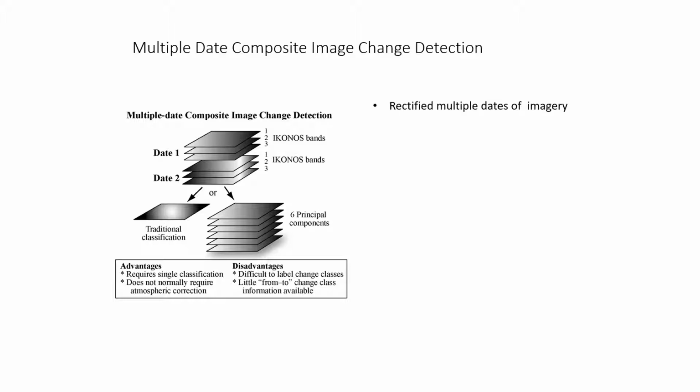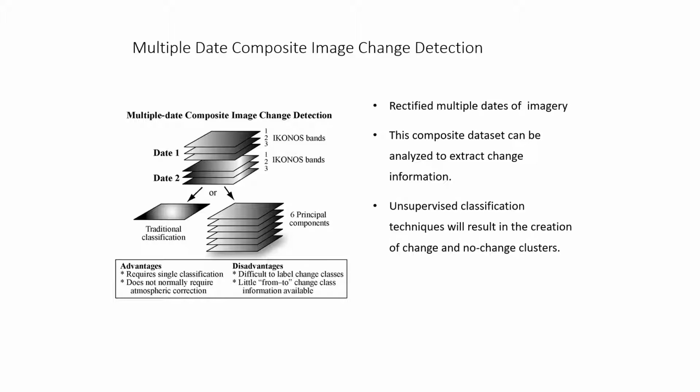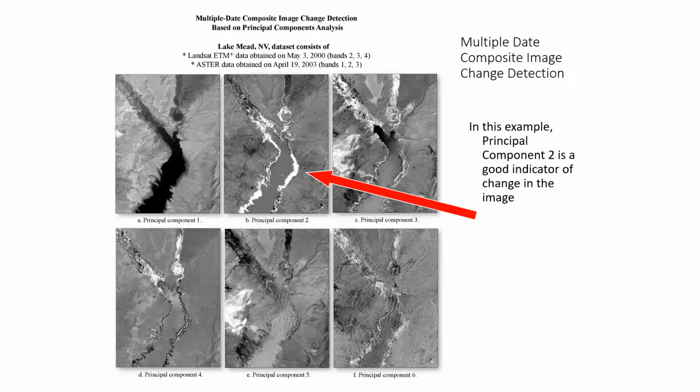So you rectify all the images. This composite data set can be analyzed to extract change information. Unsupervised classification techniques will result in the creation of change and no change clusters, and then you have to label the clusters accordingly. So you end up with something like this. Multiple date composite image change detection, principal components. It comes up with the ones here, and you see 2 is a good indicator of changes between the images, and so that's the one that we're going to look at.